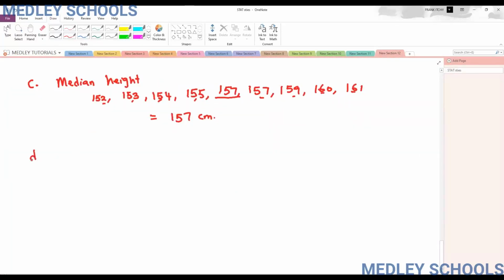Now we go to the last part of the question, which is the D part, which is the range. Remember, the range is highest score minus lowest score. Looking at the heights given to us, the highest height is 161 and the lowest height is 152, in centimeters. When you subtract 152 from 161, you have 9. So that means the range is 9 centimeters.